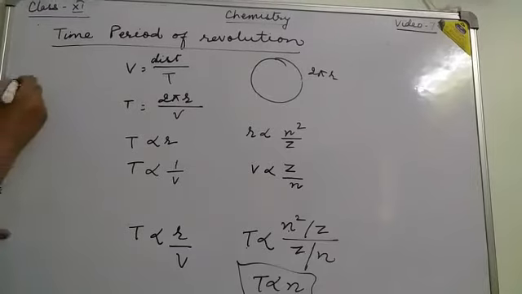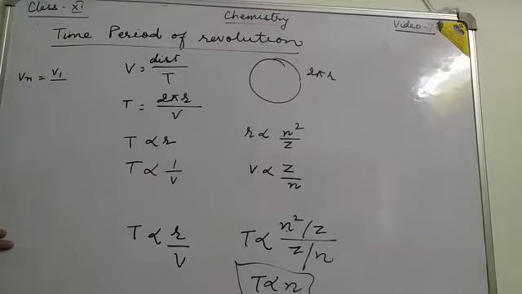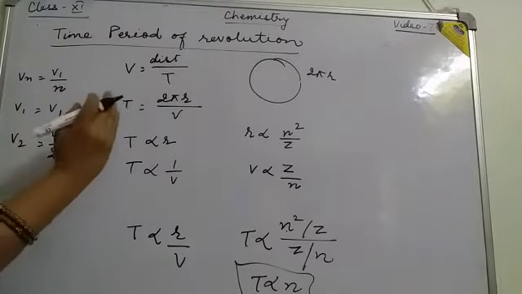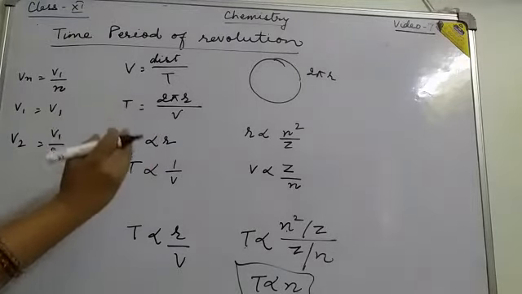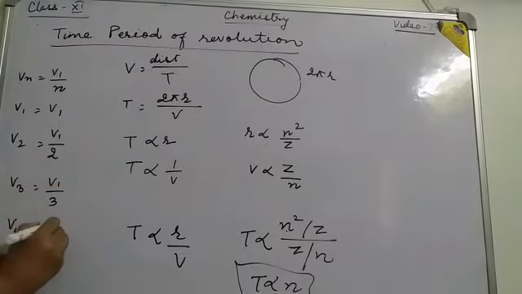In the case of velocity, we calculate that Vn is equal to V1 by n. N means number of orbits. If the number of orbit is 1, then it is V1. If it is V2, then it is V1 by 2. Means as the number of shells increases, the velocity of electron decreases. If it is V3, then it is V1 by 3. If it is V4, then it is V1 by 4.